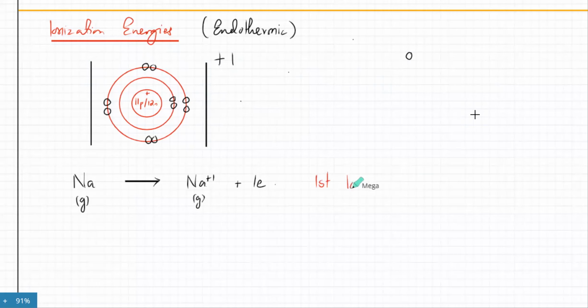TK, is this clear? So this one is our first ionization energy.